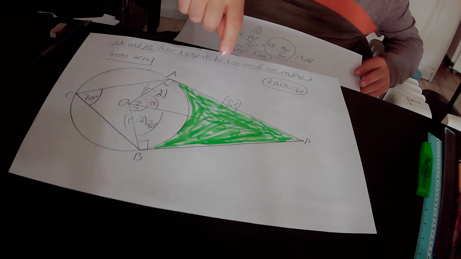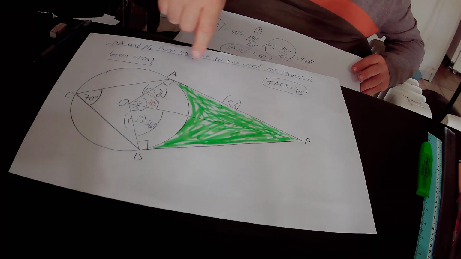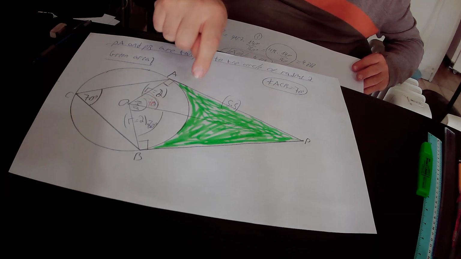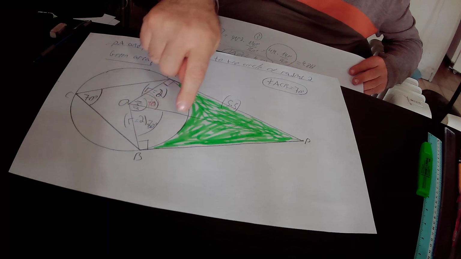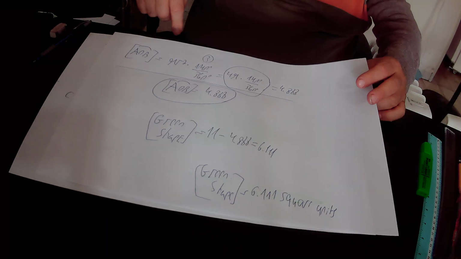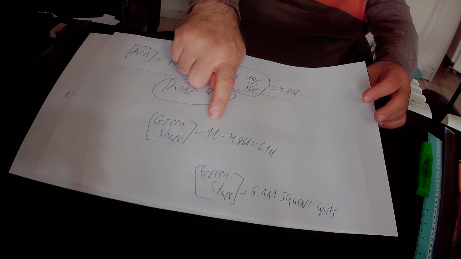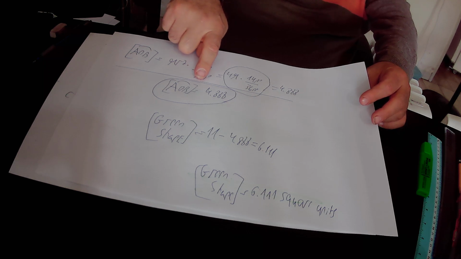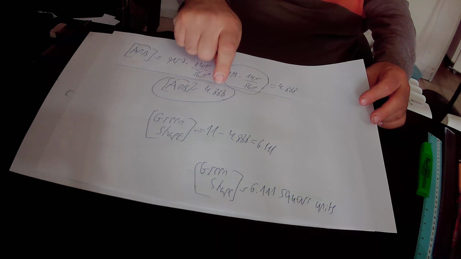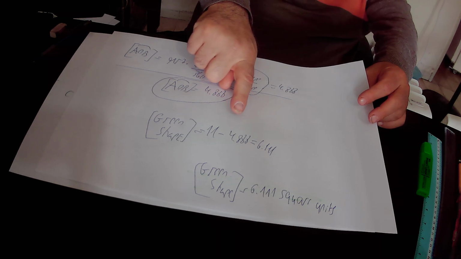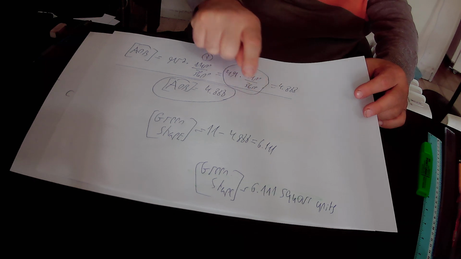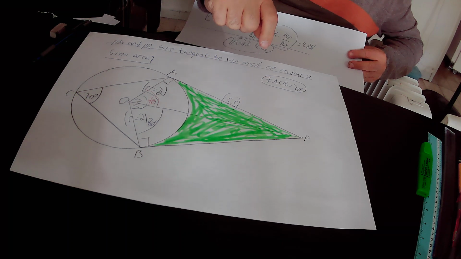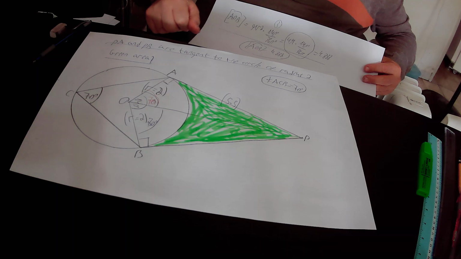And we have already found that the area of this ring shape in total equals the area of quadrangle AOBP, that is the sum of the areas of those two right triangles, minus the area of sector AOB. The area of quadrangle AOBP equals 11 square units, and we just found that the area of sector AOB is 4.888. So 11 minus 4.888 is 6.111. And we found that the area of this ring shape equals 6.111 square units. Okay, thank you very much.